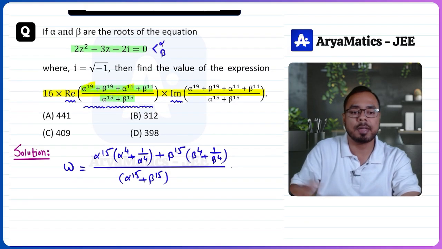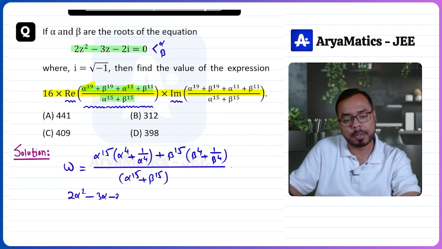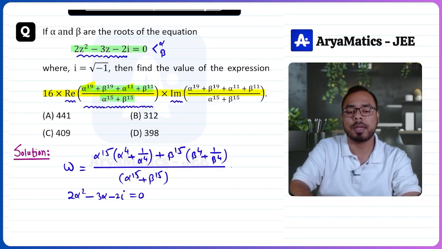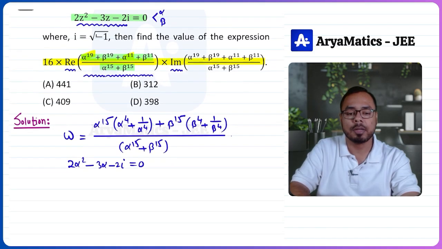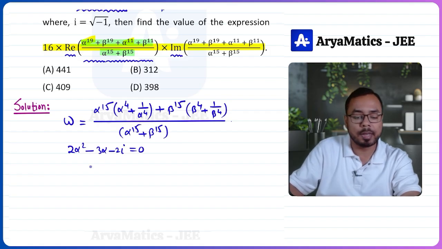So if alpha is the root of that given quadratic equation, we can say that 2 alpha square minus 3 alpha minus 2 iota will be 0. In place of z, we can substitute alpha because alpha is the root of this equation. And now we have to think about how we can create this term alpha raised to 4 plus 1 by alpha raised to 4. So for that, take this 3 alpha on the other side.